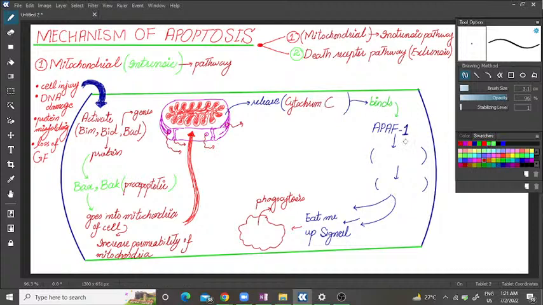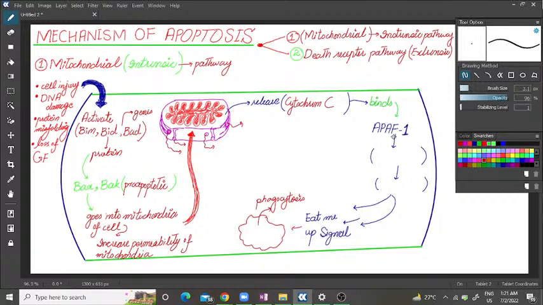So this cytochrome C, which is released from the mitochondria because of its increased permeability, then binds with a protein that is called APAF, apoptotic protease activating factor 1. This is a factor which is being activated or triggered by this cytochrome C, which is released from the mitochondria.